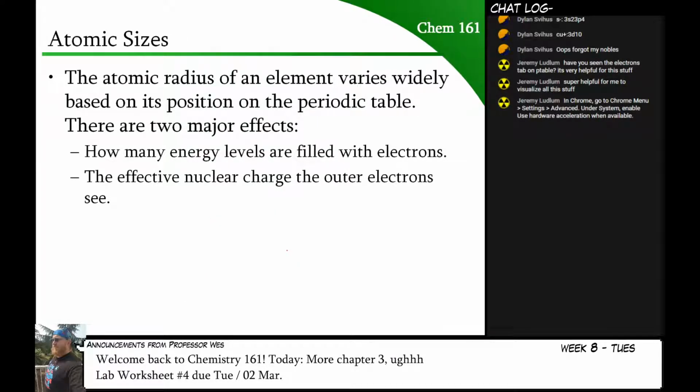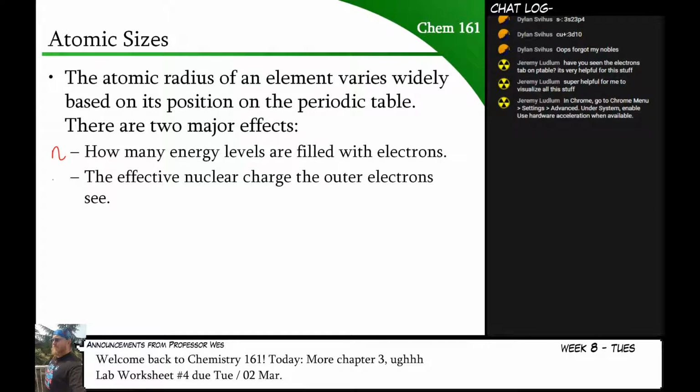Now, how big are atoms in terms of the radius? Turns out that their size varies very wildly, and it totally depends on two features. One is how many energy levels have an electron, so that's N. That's easy enough. Bigger N, bigger atom. Cool, we can do that part.